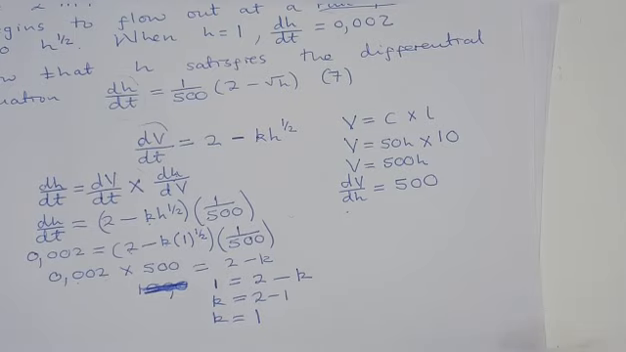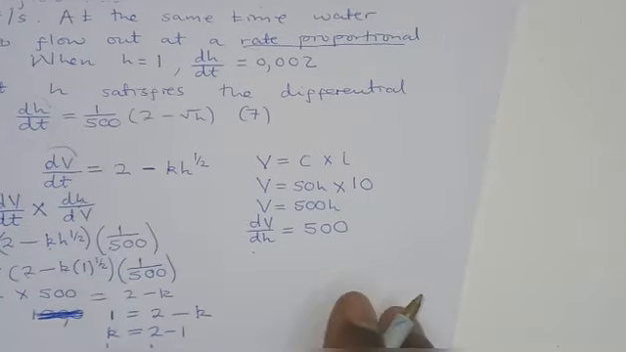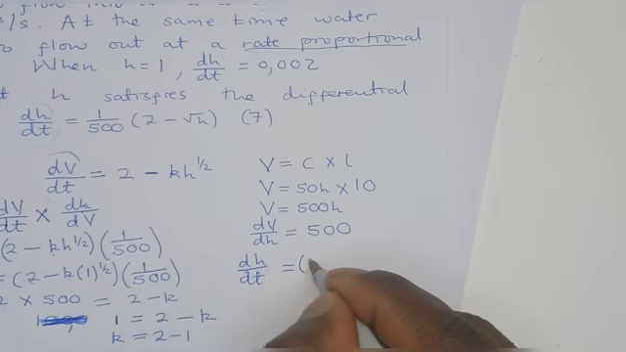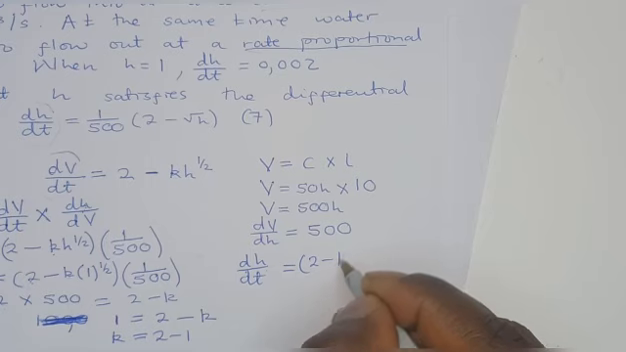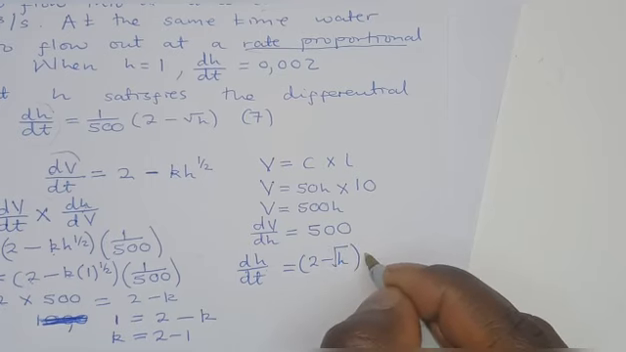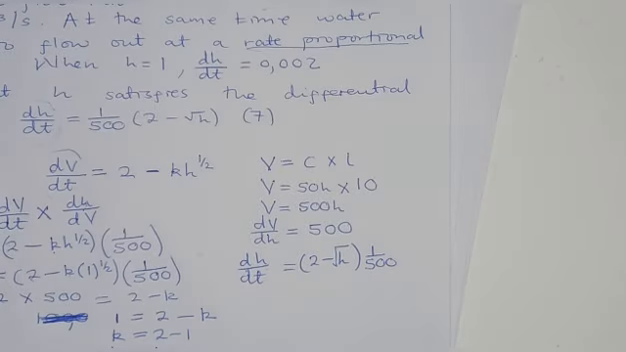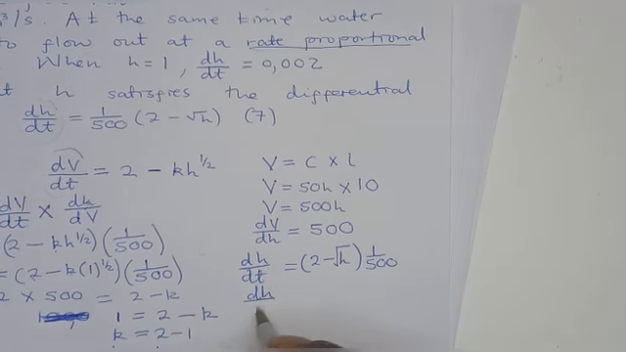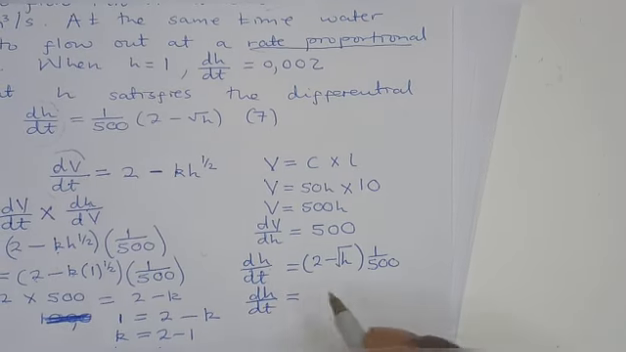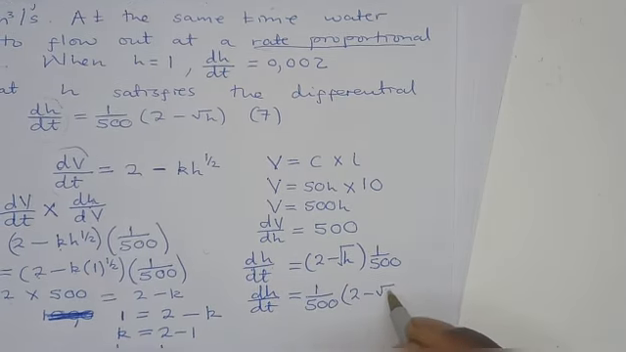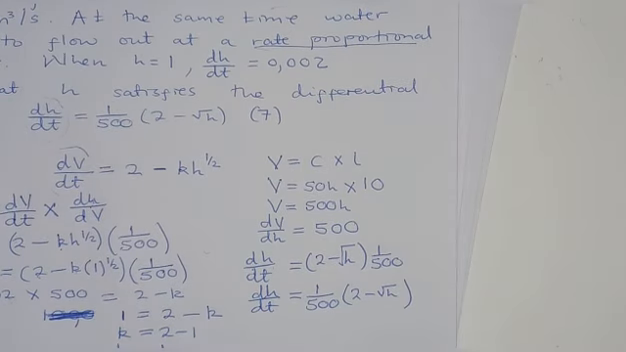And so it means that our final answer is dh over dt is equals to 2 minus h to the power of half, which is the same as root h, times 1 over 500, since our k is 1. Right, so our answer comes out as dh over dt is equals to 1 over 500 times 2 minus root h, something like this. I hope you are following.